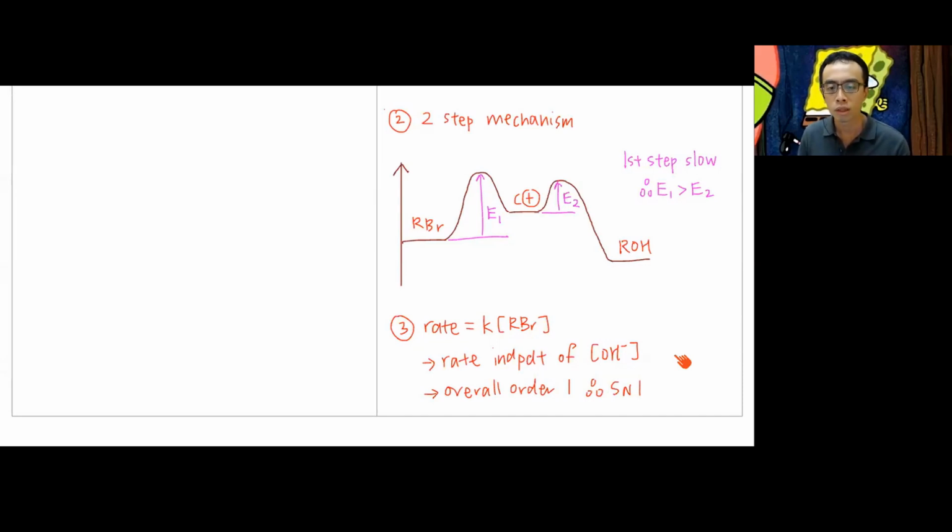So very common, they will give us data. Then based on data, we deduce whether this is SN1 or SN2, and we draw the mechanism accordingly. So that's the reason why we want to talk about some of these points for nucleophilic substitution. Okay, so this is for SN1. Now, how about SN2 mechanism?